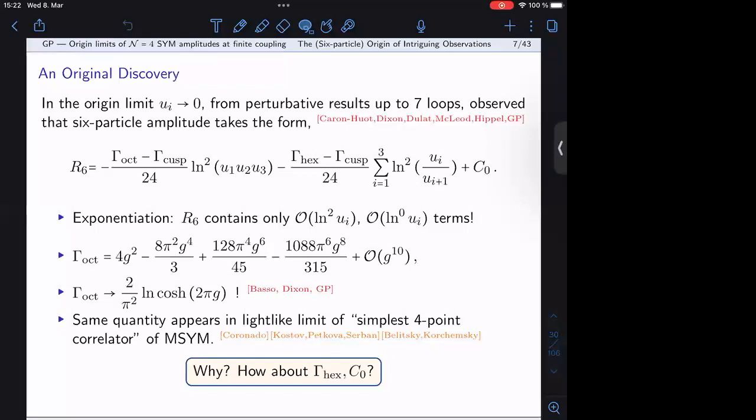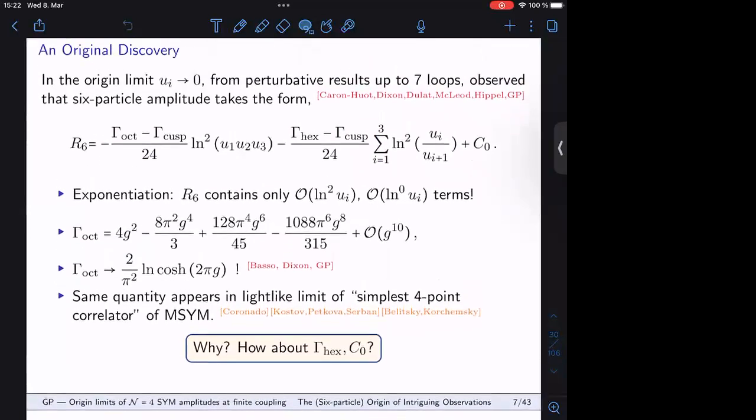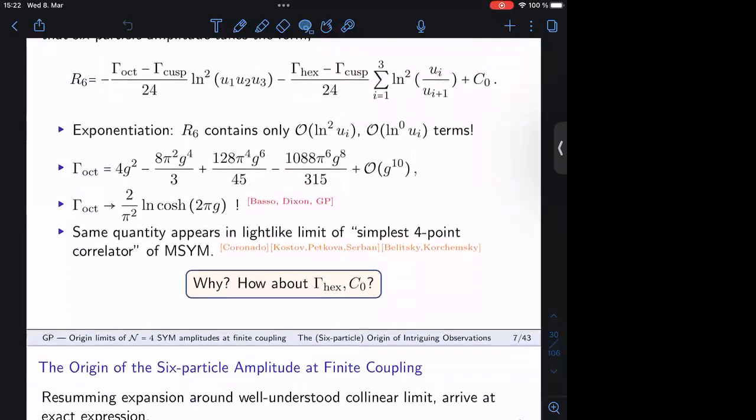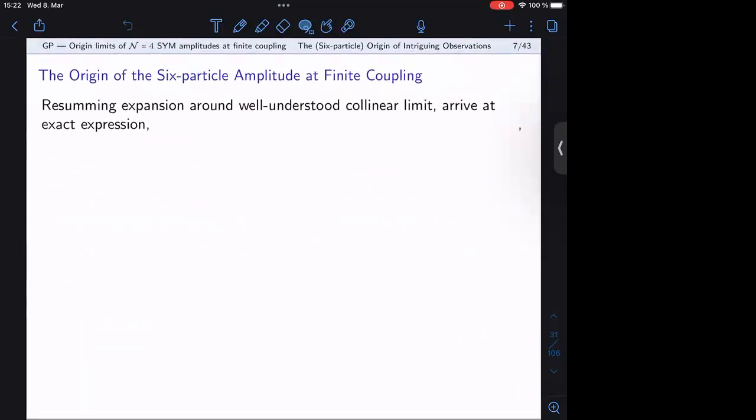So this definitely motivates us to try to understand why, to see if this is not just about one particular quantity. The gamma cusp we know already, I showed you before, but how about this anomalous dimension? How about this constant term? I will not describe how we go to the final answer, but I will spell out what the final answer is, because it will play a role also in higher-point origins.